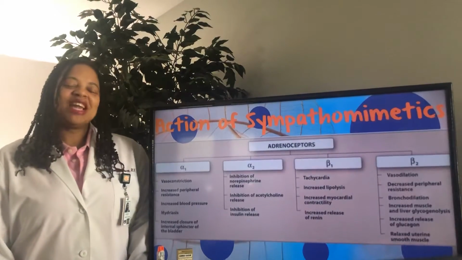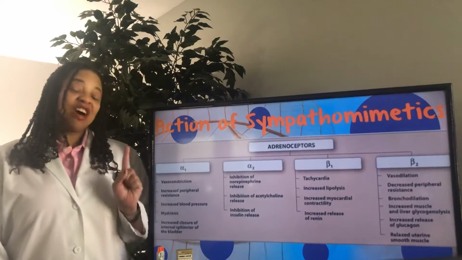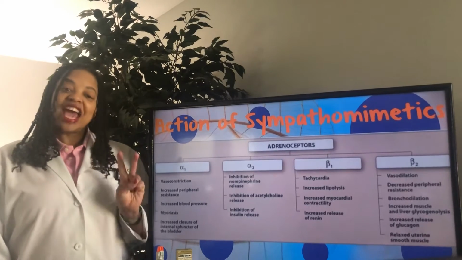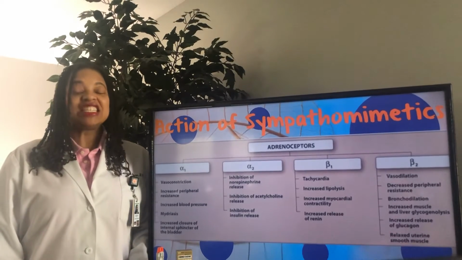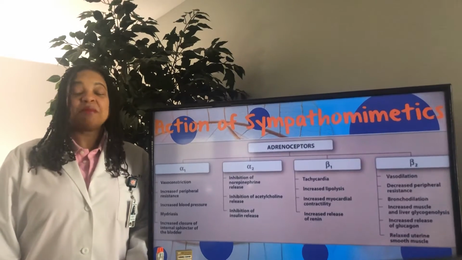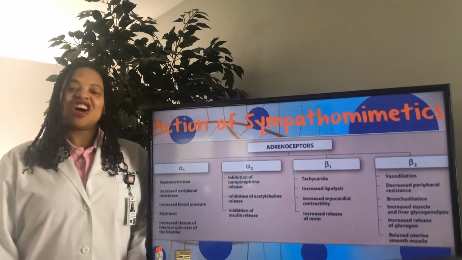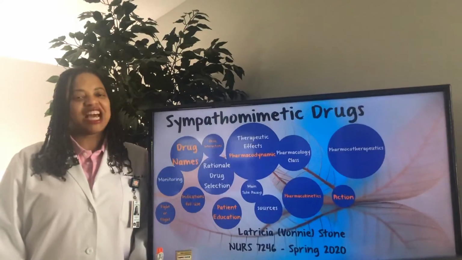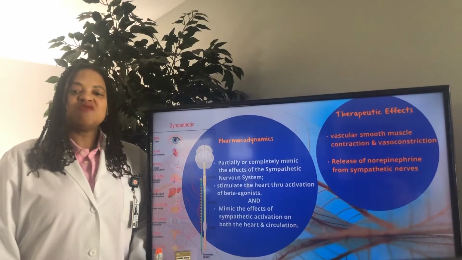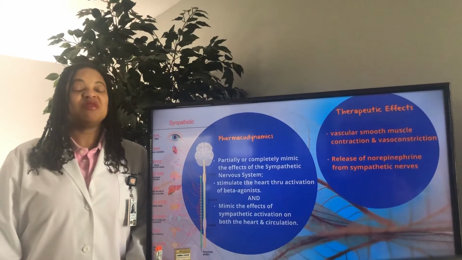The action of these medications depends upon the agonist that is activated. An alpha 1 agonist is going to cause vasoconstriction. An alpha 2 agonist is going to cause inhibition of insulin release. A beta 1 agonist is going to cause tachycardia and myocardial contractility, and a beta 2 agonist is going to cause vasodilation and bronchodilation.